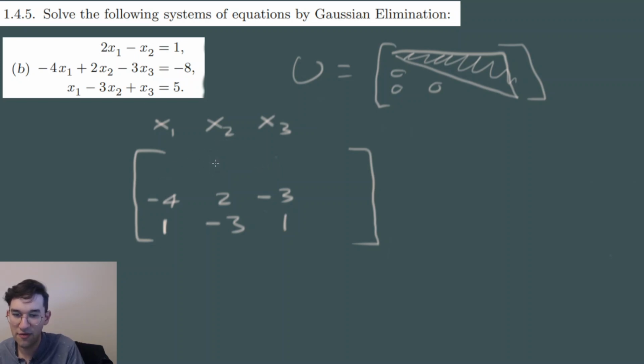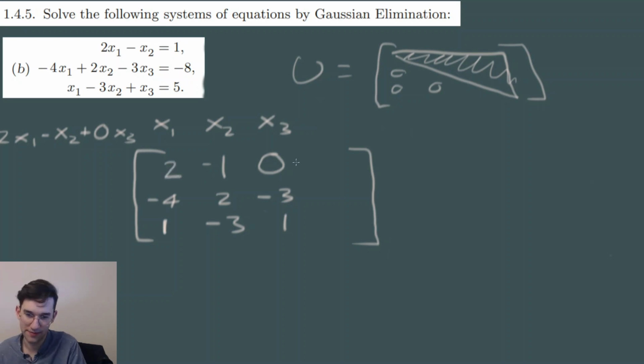Okay, so a helpful thing that a lot of people will do is they'll just rewrite the first row: 2x1 minus x2 plus 0x3. They do that just so they can keep in mind where the 0 is. The 0 is being multiplied by the x3. The 0 is the coefficient for the x3. So let's put that there. x2 is negative 1. x1 is 2.